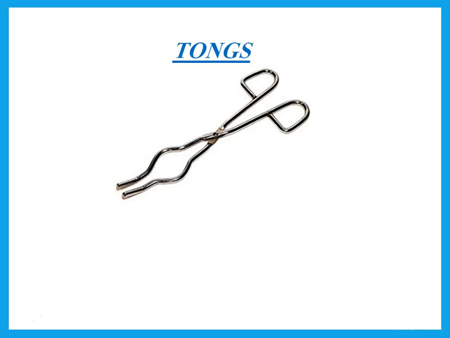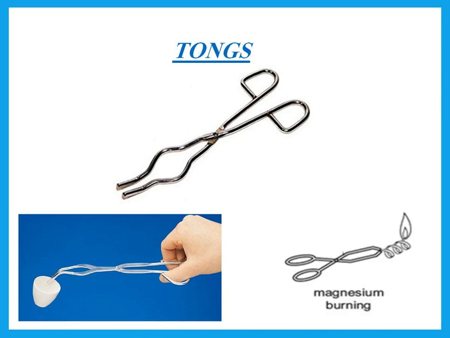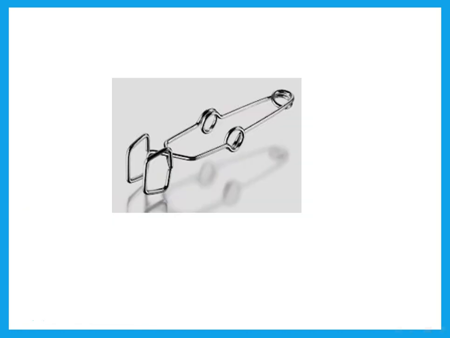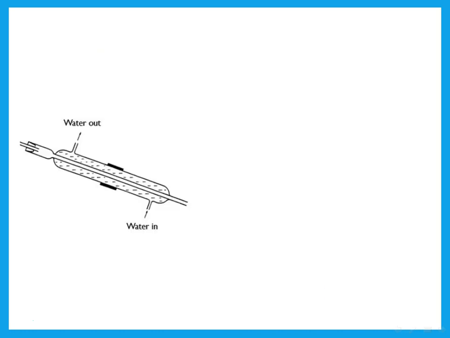Okay, what is this? This is tongs. And the tongs, of course, we use it to hold something that is hot, or we use it, for example, when we're burning magnesium or something, we can use it to hold that. Okay, this one is very similar to tongs, but this is used to hold a test tube. So this is a test tube holder.